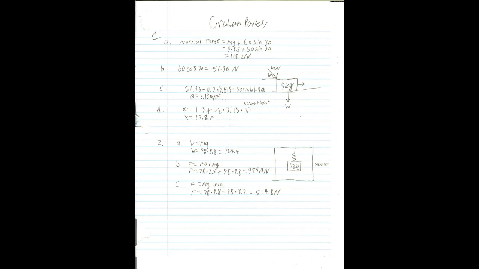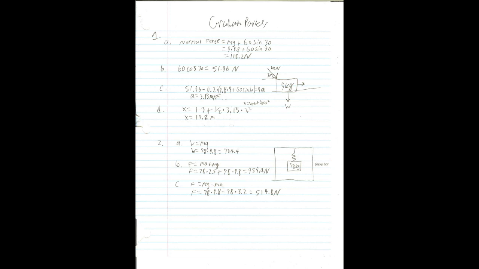B asks, what is the force causing the box to accelerate? So what you do is 60 cosine 30, because that's just the horizontal element of the force, and you get 51.96 newtons.